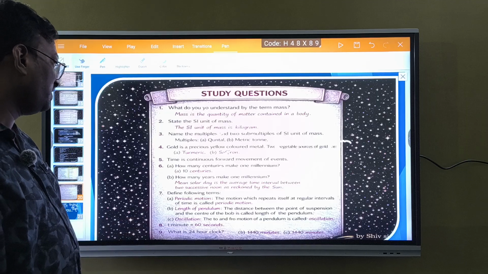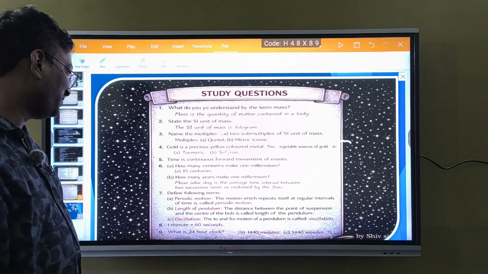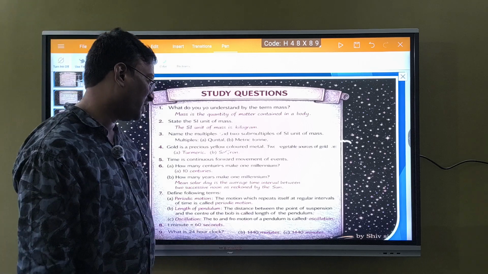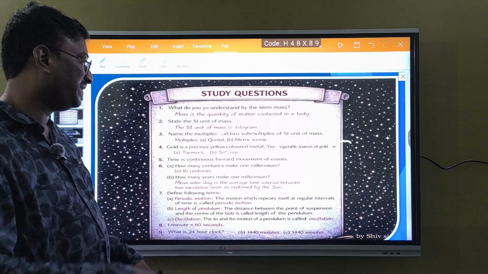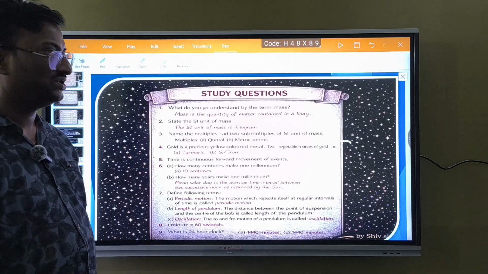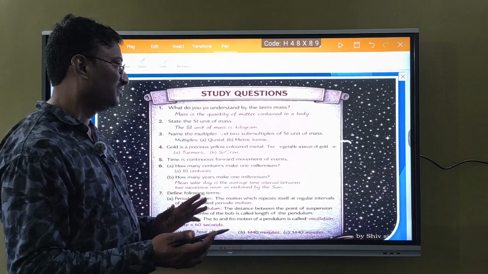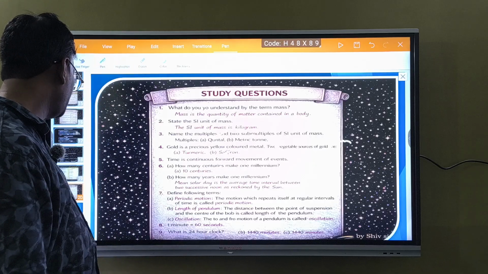Okay. Define the following terms: periodic time, length of the pendulum, oscillation, 1 minute. Okay. We have all covered this in our periodic motion. The motion which repeats itself in regular interval of time is called periodic motion. Right. Even in motion chapter, we are going to cover everything. Okay. With this we have completed.